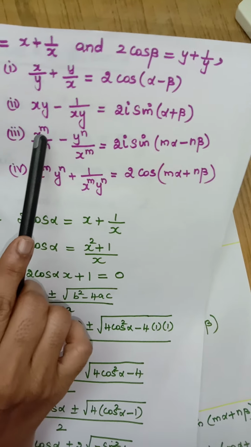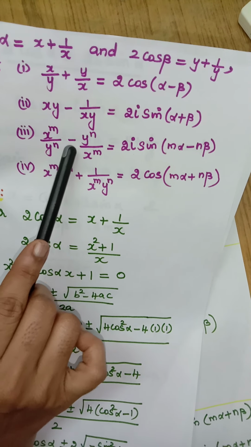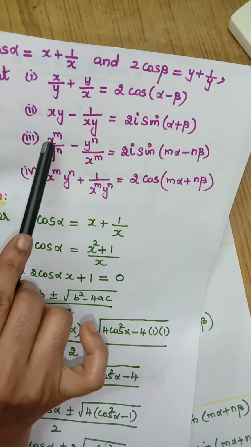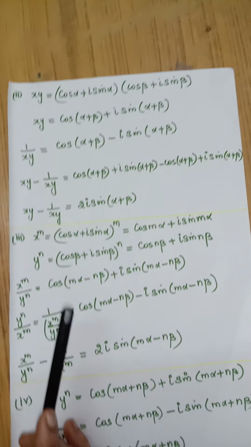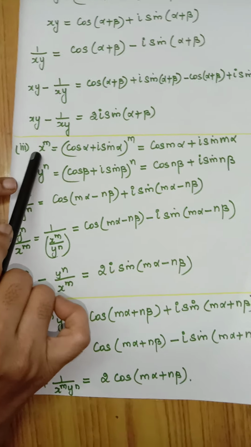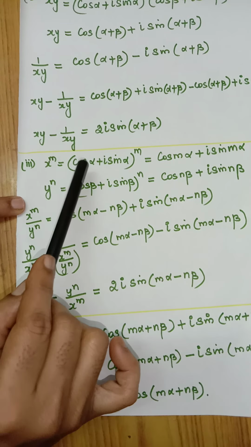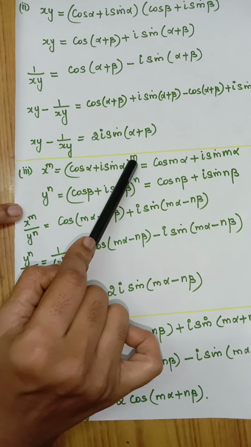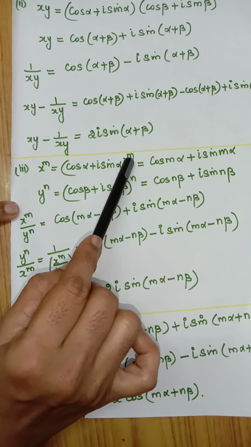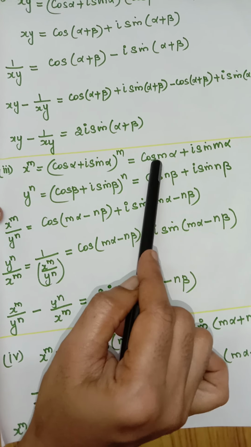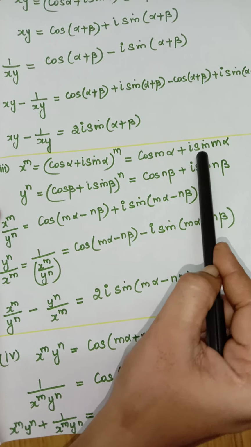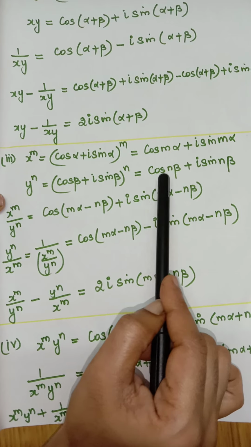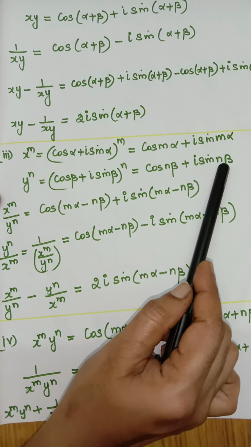It is given x power m by y power n minus y power n by x power m. So first you consider this term, x power m by y power n. Before moving to that, first you need x power m. x we have already found, it is cos alpha plus i sin alpha. So you have to apply m. According to De Moivre's theorem, the power can be applied in. So it will become cos m alpha plus i sin m alpha. In the same way, y power n will be cos n beta plus i sin n beta.